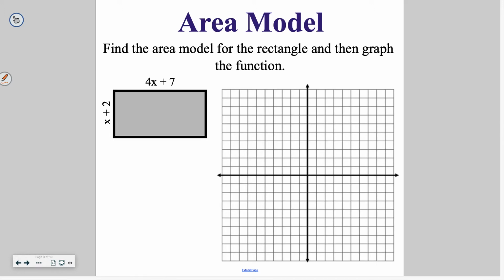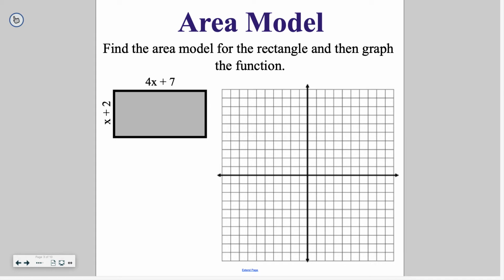The first ones that we're going to talk about are area models that we can use to find the area of rectangles. We've already briefly talked about this in chapter 7 when we talked about the area of those different rectangles. But we're going to get a little bit more in depth with it right now. So we're going to find the area model for the rectangle and then graph the function.